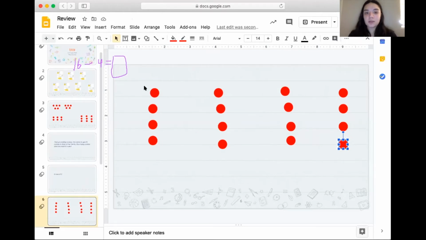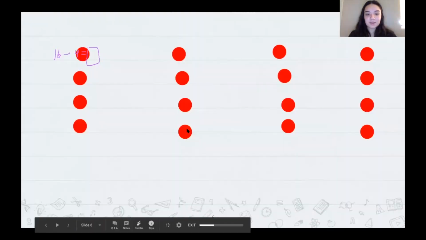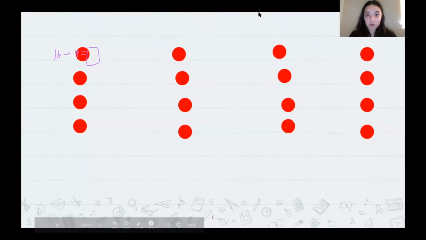So this is showing 16. I'll go ahead and present this again so you can see it. 16 circles divided into 4 groups equals a number. That number is going to be 4. Why? Because when we had 16 circles and we separated them into 4 groups, that means there are going to be 4 circles in each group.